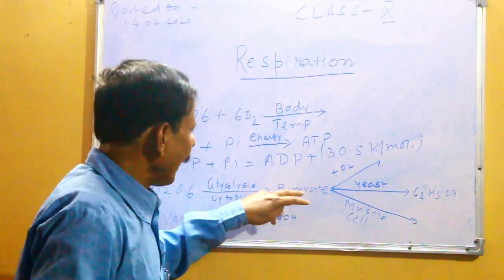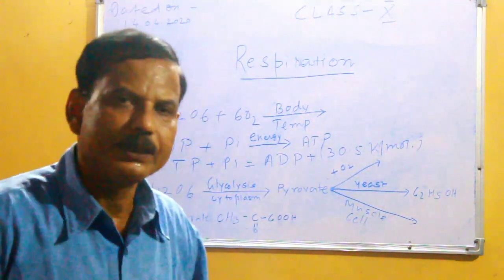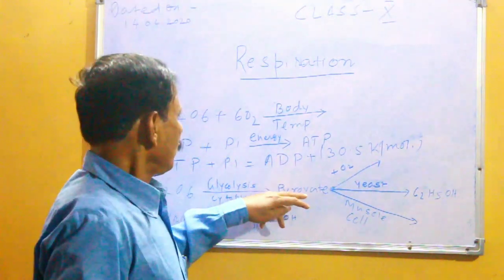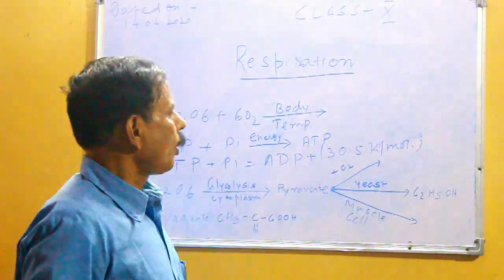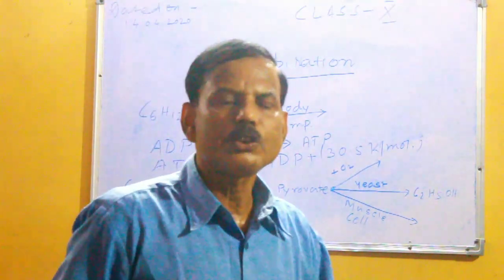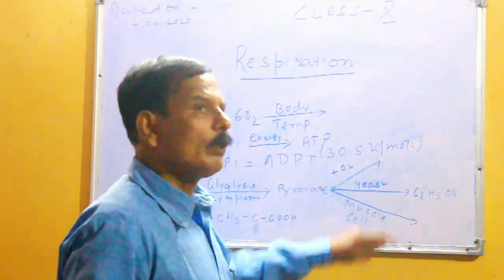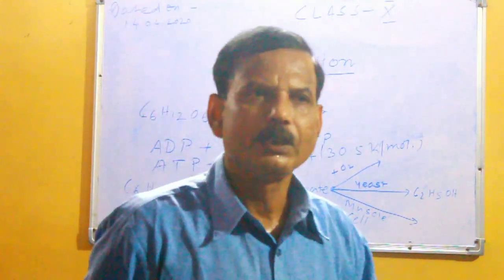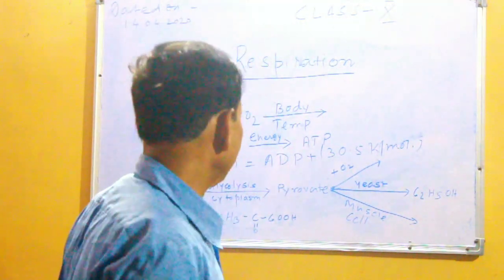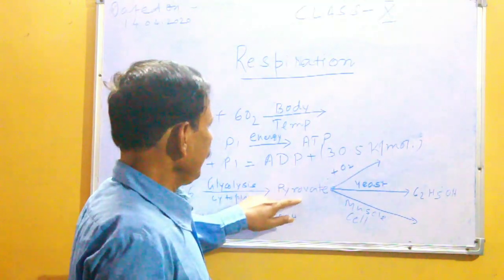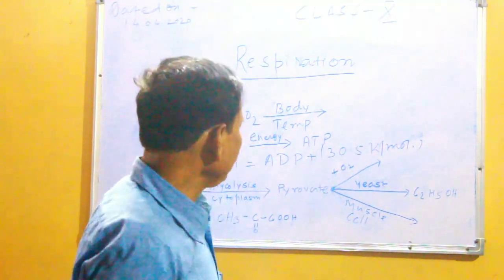Then pyruvic acid, when converted in the presence of oxygen, produces ATP, and that is known as respiration. It takes place in our cell, and these processes take place in the presence of O2.